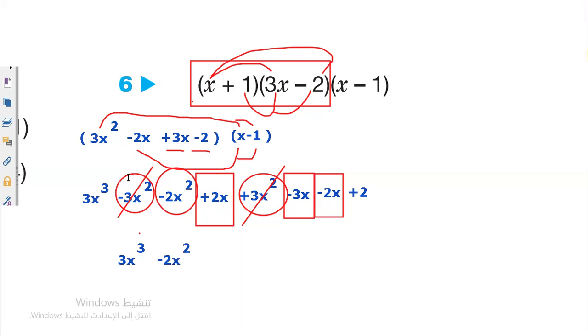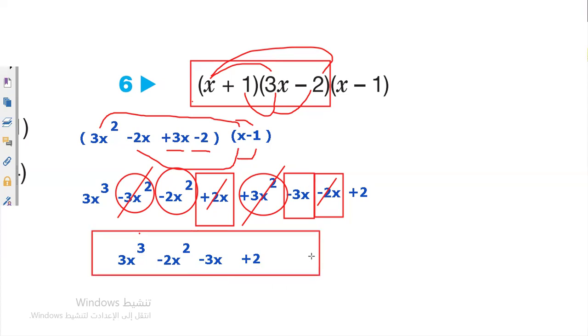And then same idea with the other ones. This is positive 2x and this is negative 2x. They are eliminated as 0 and the answer is negative 3x. And then after that, I have positive 2. So I'm going to write positive 2 like this. And this is the final answer for expanding and simplifying these expressions. And this is what you get from multiplying three linear brackets by each other.